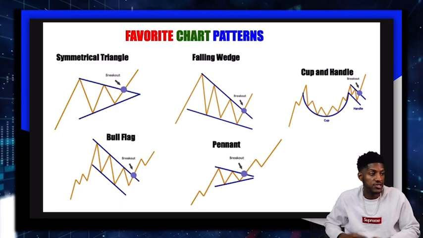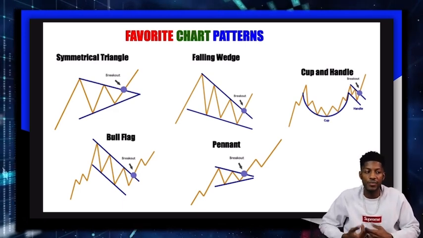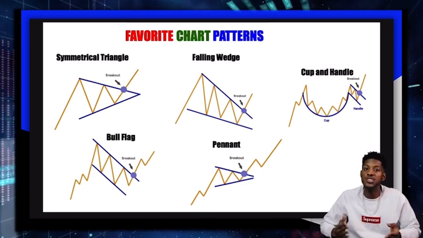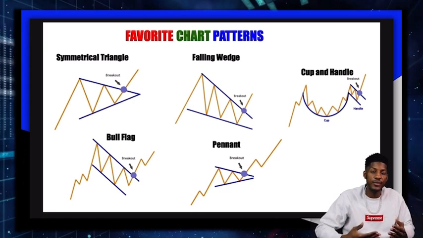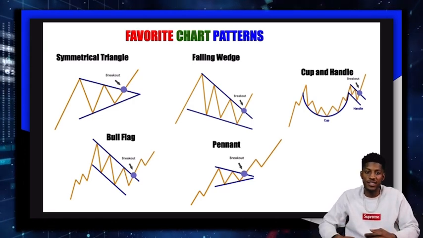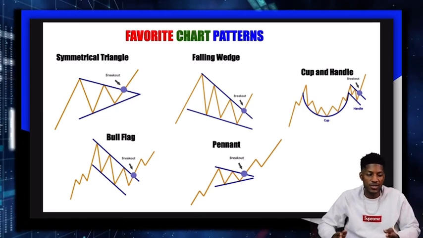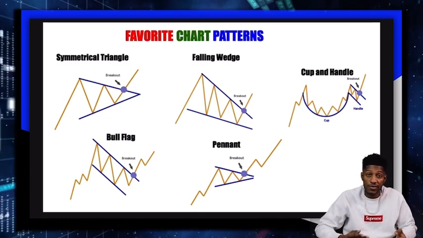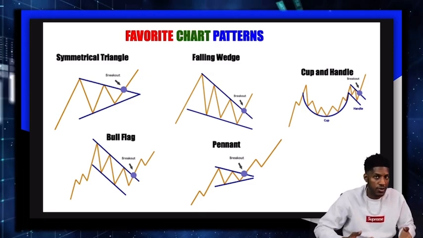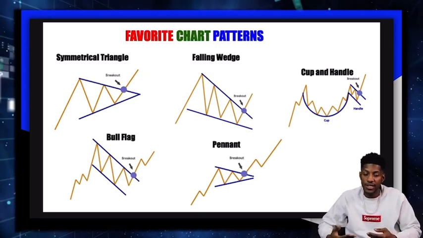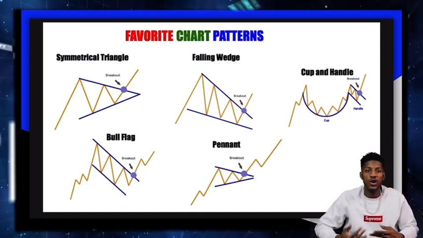Favorite chart pattern: symmetrical triangle, falling wedge, cup and handle, bull flag, pennant. Now granted, I'm going to explain all 5 of these patterns to you so that you can understand them and know what time frames to find them on. Now, here's a secret. You can literally find these on every single time frame. Even the 5-minute, the 1 hour, the 4 hour, the weekly, even the daily chart. So all of these patterns can be found on all time frames.